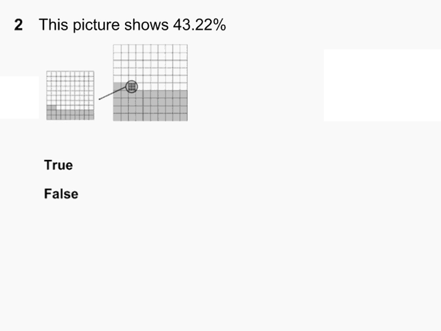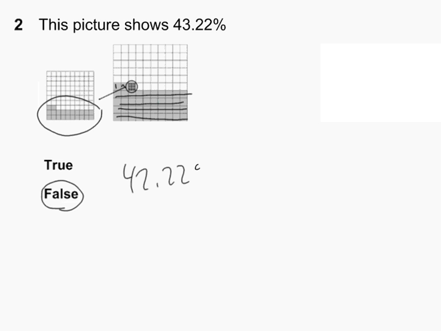Question 2 says this picture shows 43.22%. The answer for this one is false. It actually shows this is 10%, 20%, 30%, 40%, 41, 42%. But in here, it's 42.22%, or 22 hundredths of a percent, not 43.